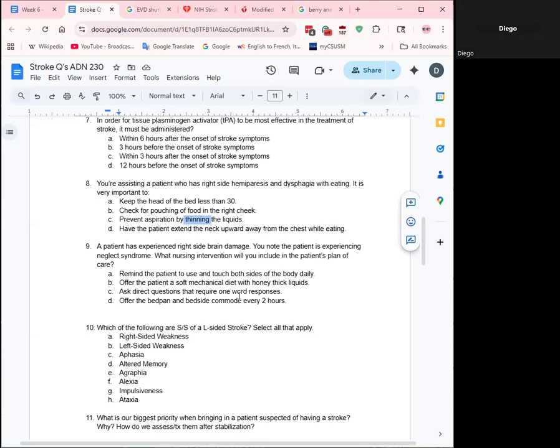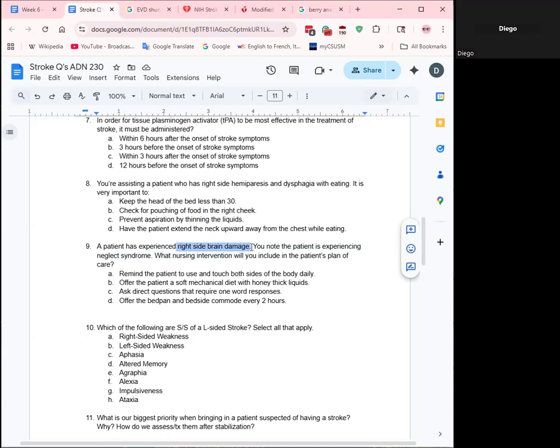Yeah, the answer is A. So neglect syndrome, kind of in the name, but this would be like they have right-sided brain damage, so they have left-sided weakness, all the stuff affecting the left side of the body. They can also have left-sided neglect, so it's almost like in their head, their left side is no longer a part of their body, and they neglect it.